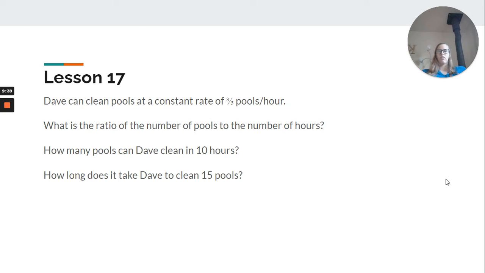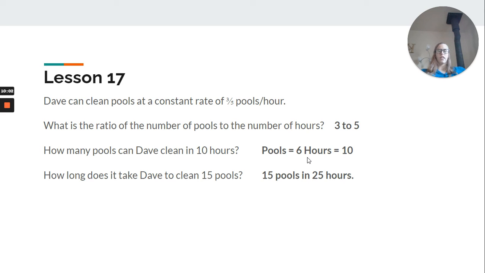Lesson 17. Dave can clean pools at a constant rate of 3/5 of a pool per hour. What is the ratio of the number of pools to the number of hours? How many pools can Dave clean in 10 hours, and how many can he clean in 15? So the ratio of pools to hours is 3 to 5.